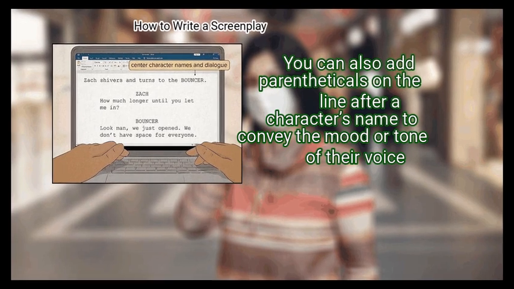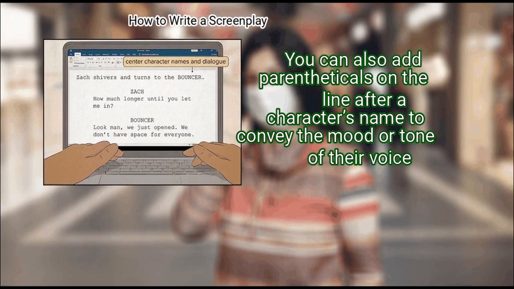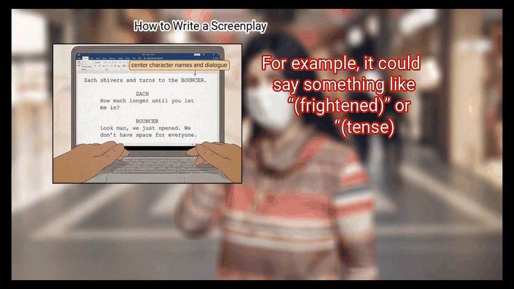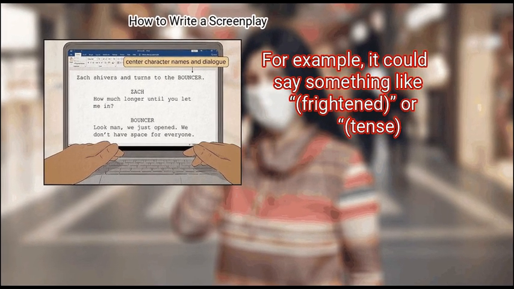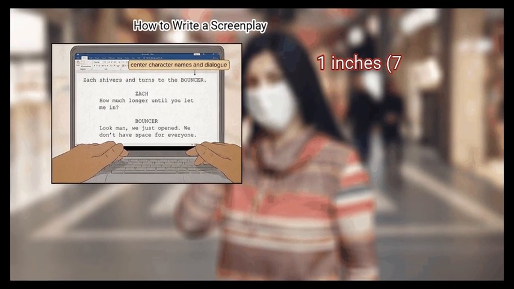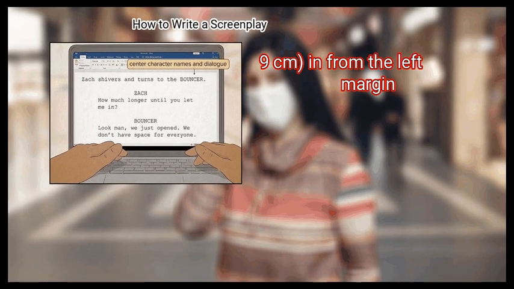You can also add parentheticals on the line after a character's name to convey the mood or tone of their voice. For example, it could say something like "frightened" or "tense." Keep the parentheticals 3.1 inches, 7.9 centimeters in from the left margin.